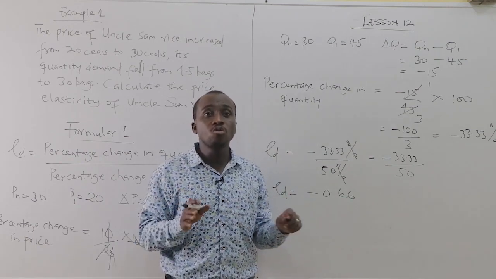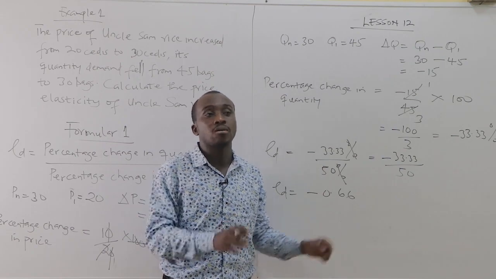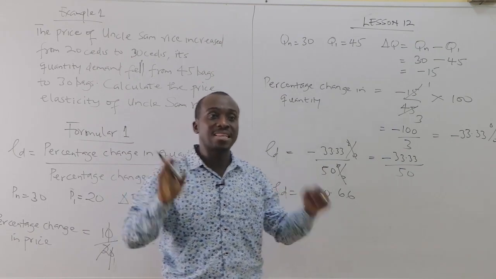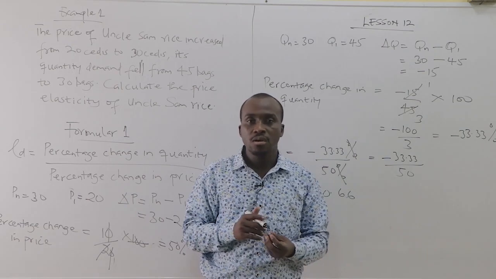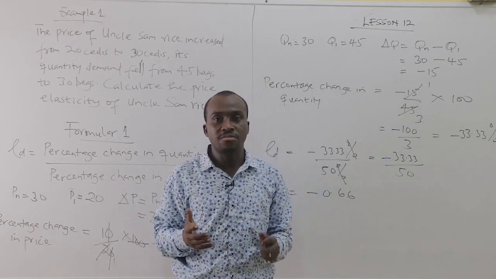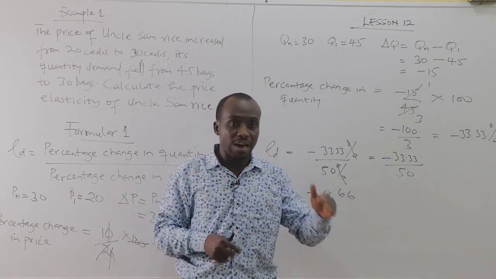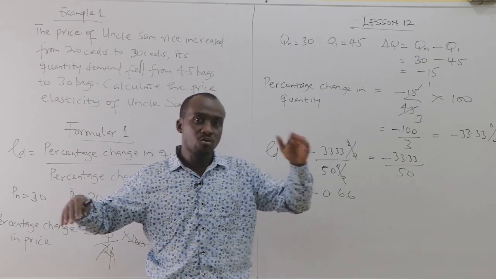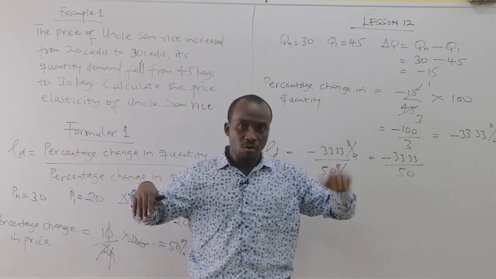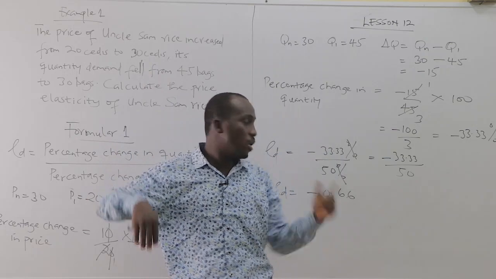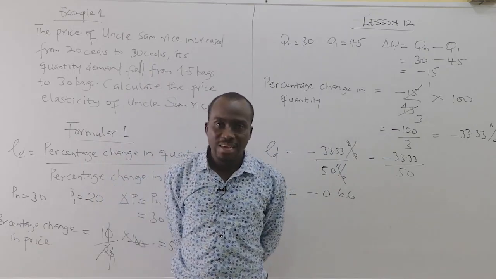Otherwise, you say all goods are inelastic because they are all less than 1. Your answers will be inelastic, inelastic, inelastic because they are all less than 1, because always the answer will be negative because of the negative relation between price and quantity demanded. Right? If price goes up, demand falls, and when price falls, demand rises. So there's that negative relation, so always you have a negative answer.